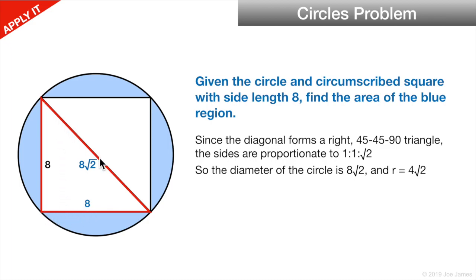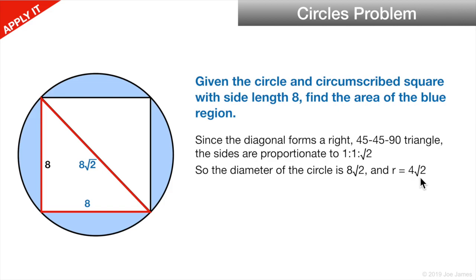Now, all of a sudden, you look at this red here, and what do we have? We have a 45, 45, 90 triangle. With the 45, 45, 90 triangle, what do we know? That the proportion of the sides are 1 to 1 to root 2. Or for our little triangle here, the sides are going to be 8 to 8 to 8 root 2. Now we know the diameter of the circle. We can divide that by 2 to get the radius of the circle. So the radius of the circle is 4 root 2.